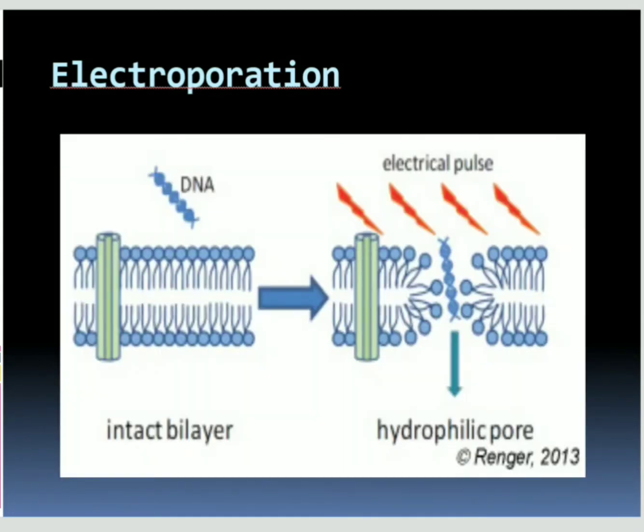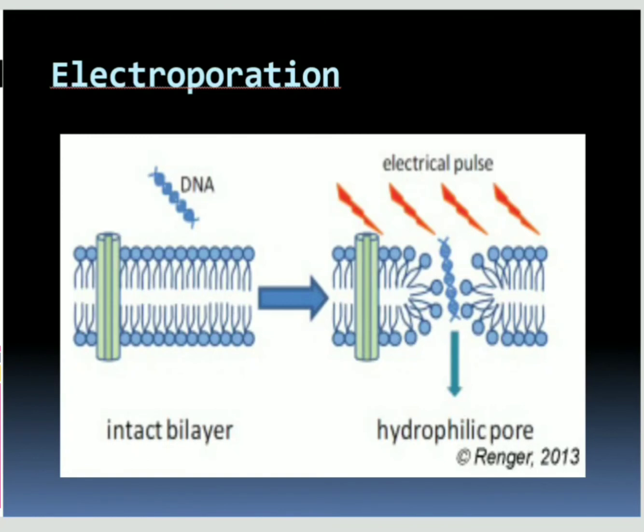This is a cell membrane, and here the electric pulse is making the passage to allow these DNA molecules through these pores. DNA molecules are hydrophilic, that is water loving, so they will enter through these pores, because lipids do not allow water soluble molecules. That's why we are using these methods. So this is electroporation. You can see the pore in between the cell membrane, that is the lipid molecules. Through these pores the DNA will enter.